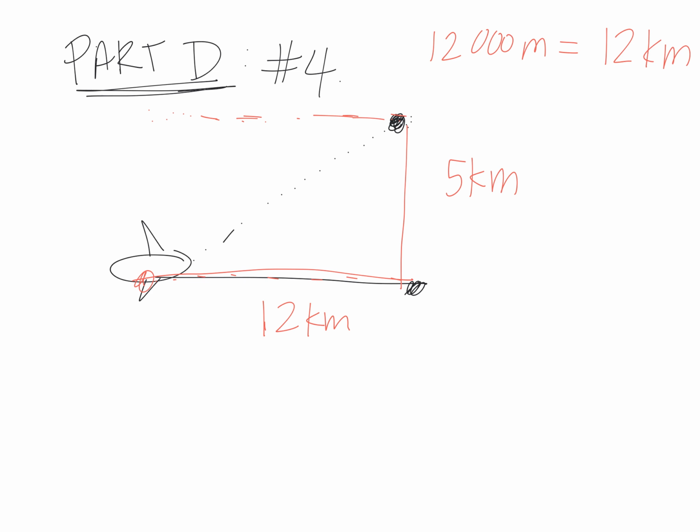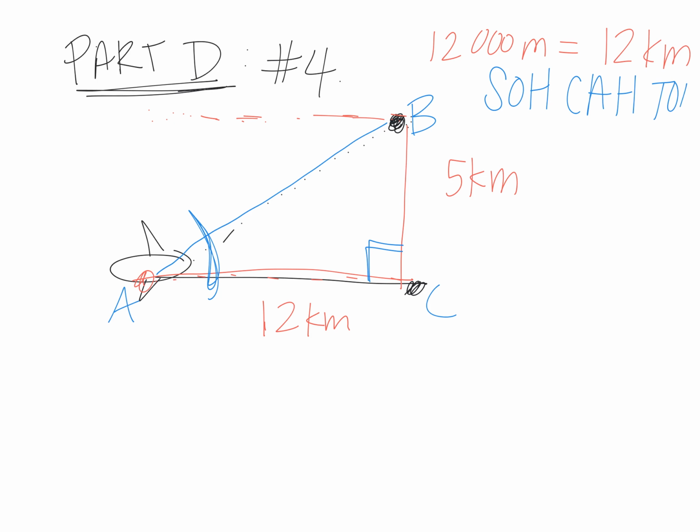Now the question asks, what is the angle at which the airplane is climbing? So this is how it's climbing. We have to figure out the angle at which it's climbing. Okay, so let's label this. I've just formed a right angle triangle. Let's label it A, B, C. Try to solve the triangle. It's a right angle triangle. We just talked about this, SOHCAHTOA. Anytime you have a right angle triangle, you can use SOHCAHTOA to solve it, okay?